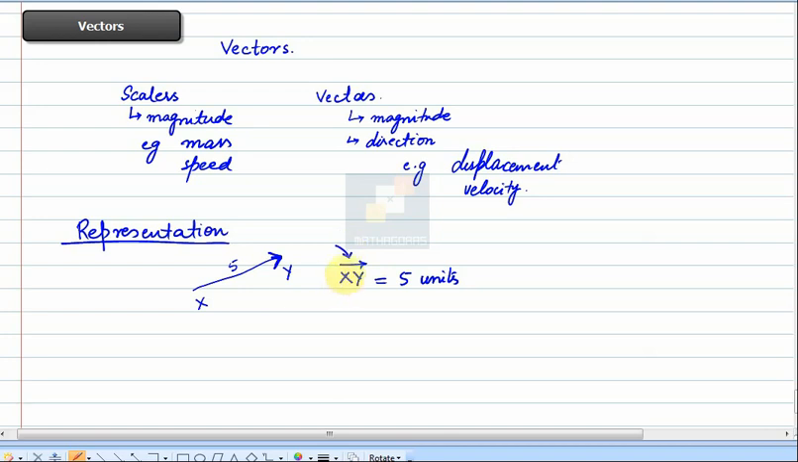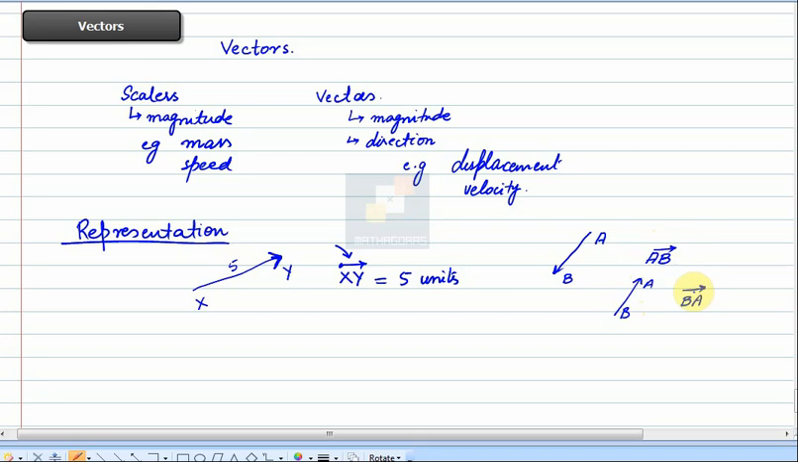Now in this type of writing style, it indicates that the starting point is X and the ending point is Y, right? So XY represents 5 units. Similarly, if I say AB, how will I write this? It will be A to B. If it's B to A, it is BA. So that is a representation of a vector by a line with an arrow on its head.